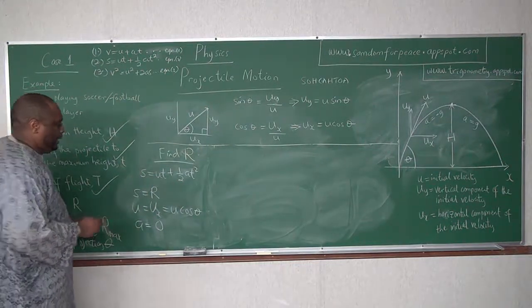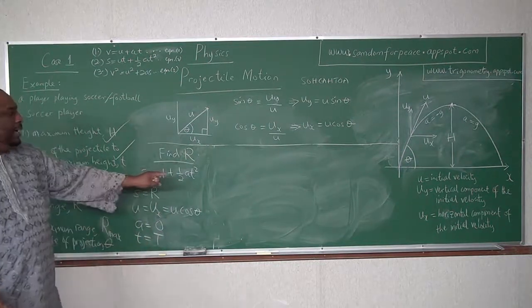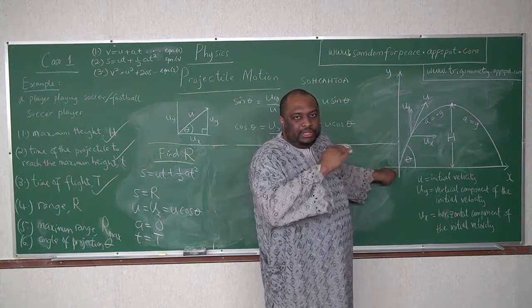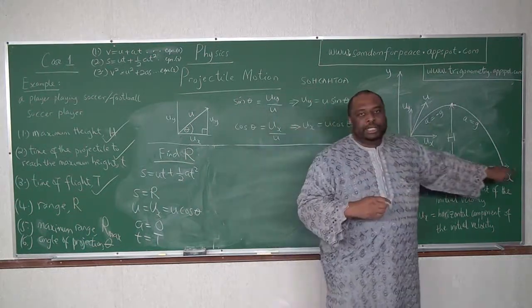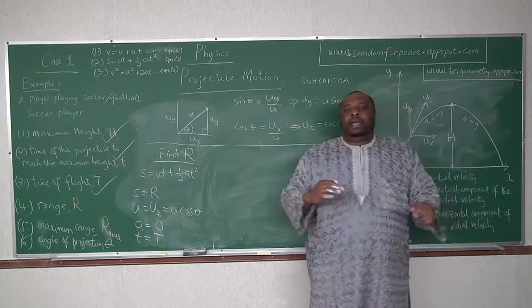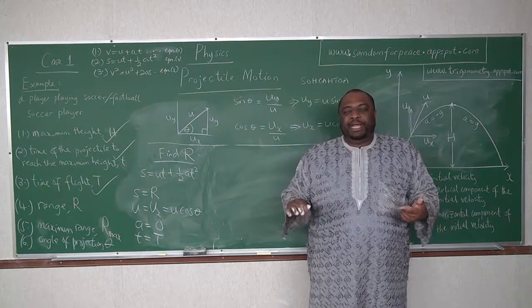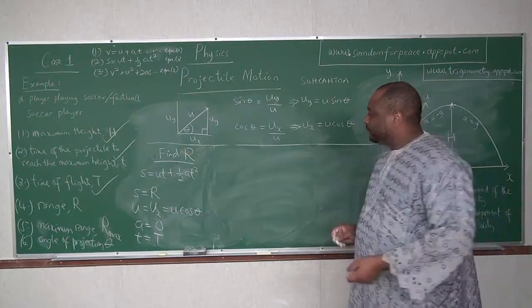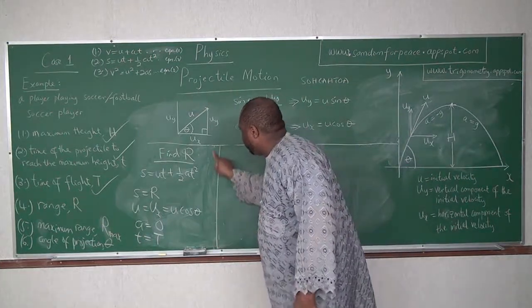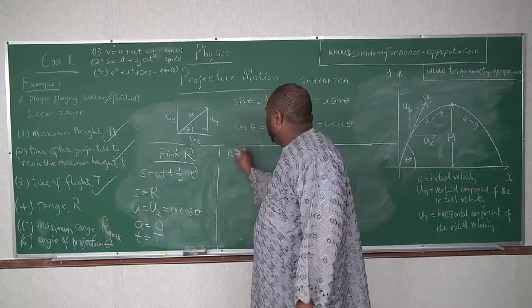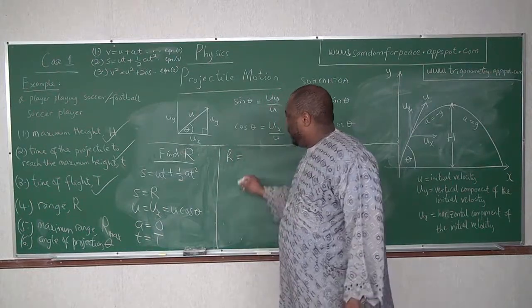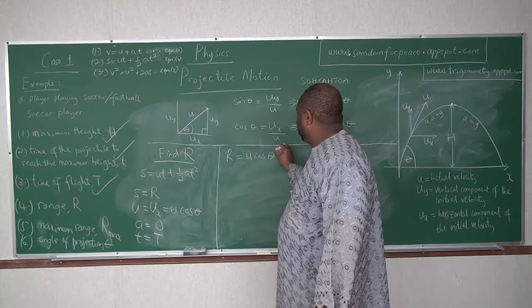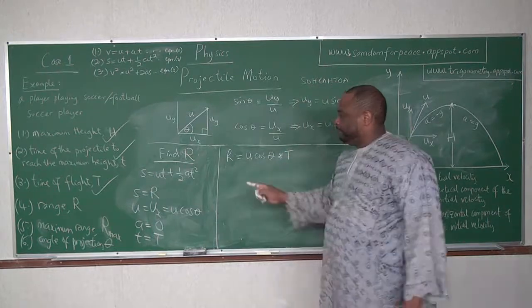And our t will be the time of flight, because the range is the entire distance, the total horizontal distance from the initial point to the final landing point on the same projection plane. So our T here will be the time of flight, uppercase T. So this means that we now have R will be equal to u cos theta times T.